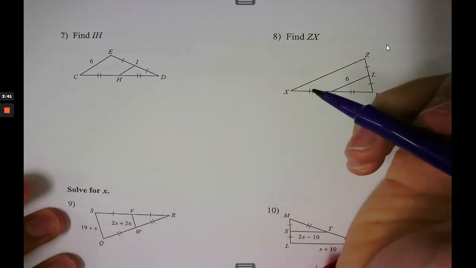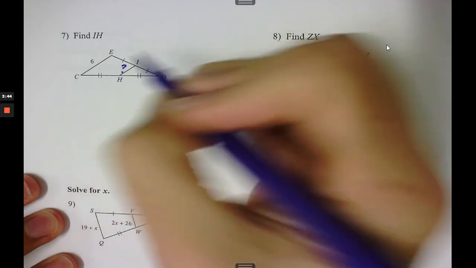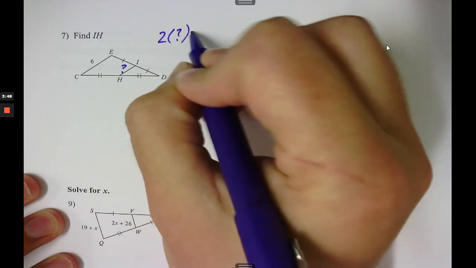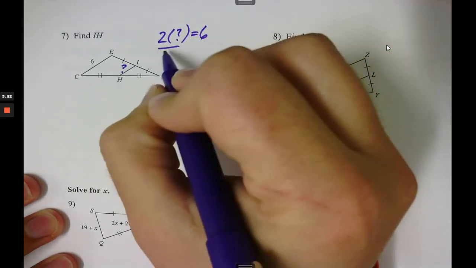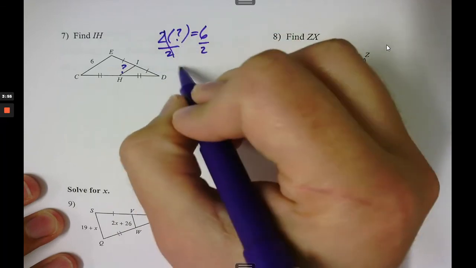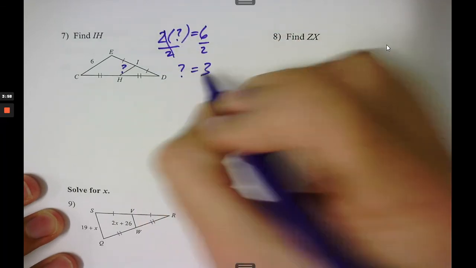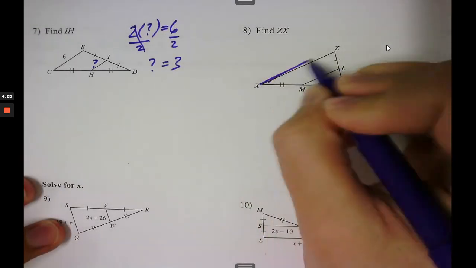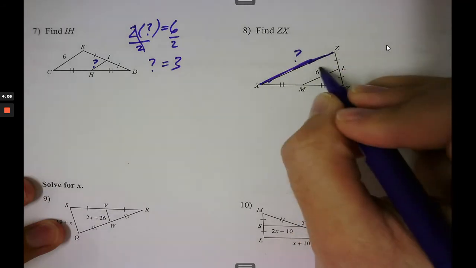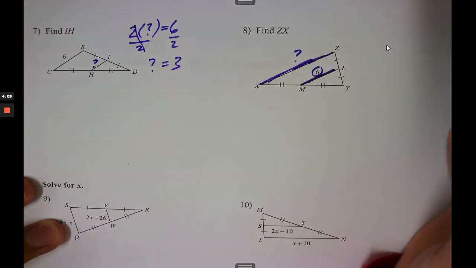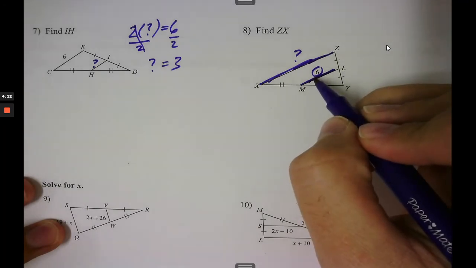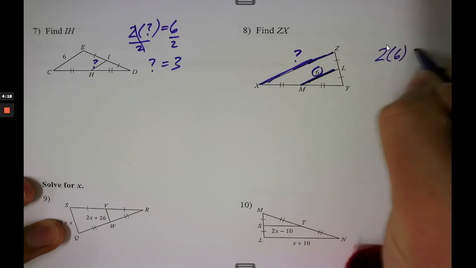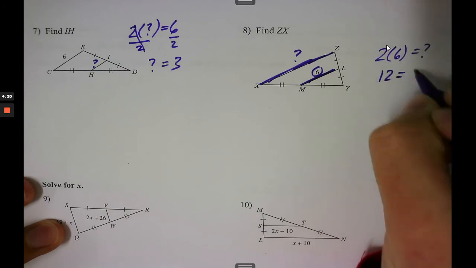Find IH. So I'm looking for IH. Again, same rule applies. I'm looking for the inner one. So it's what's being multiplied by 2. And that's going to equal 6. When you solve that, you divide by 2. And as you can see, it's the same process over and over again. Alright? ZX. ZX is here. Okay, I don't know that, but I do know that the inner line of the smaller triangle is 6. And the rule is that I need to multiply that by 2. So, 2 times 6 equals question mark, which means that it's going to be 12.